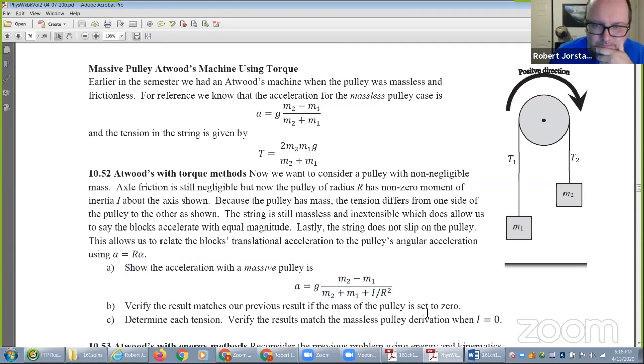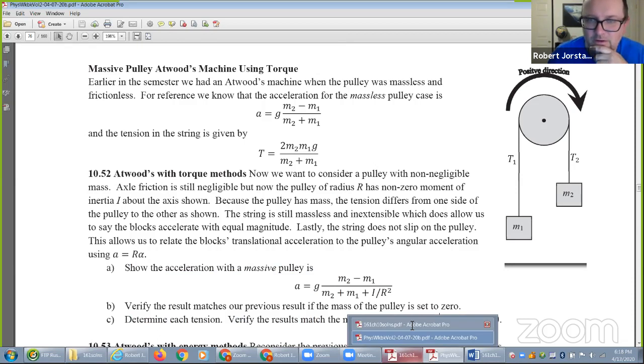Cool. Now verify we did that, and then determine each tension. This is extremely boring, but yeah. All right, so let's go do it because now we've done all the hard work. Let's just go look.